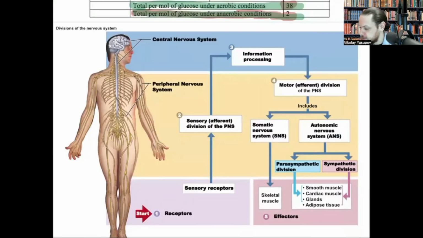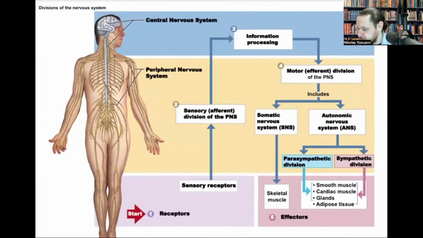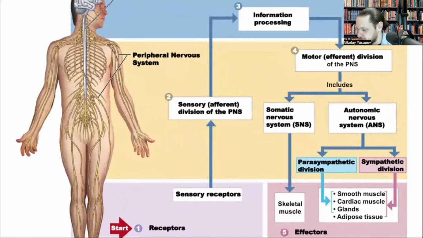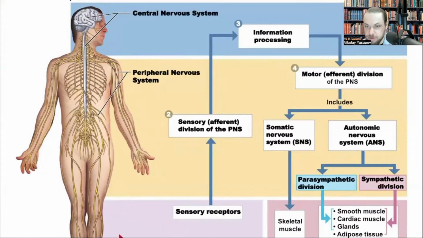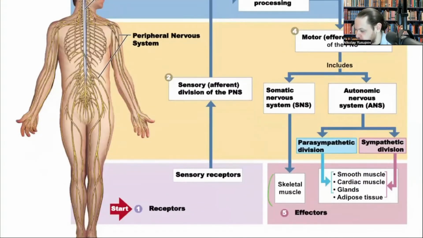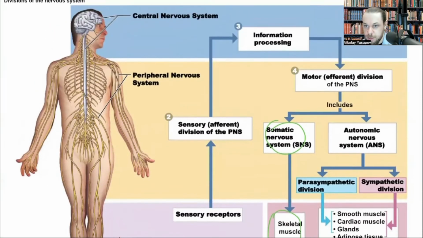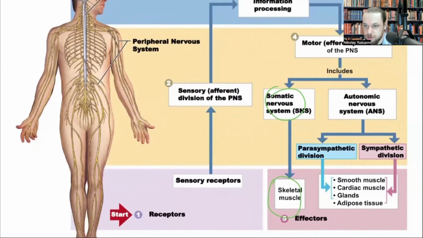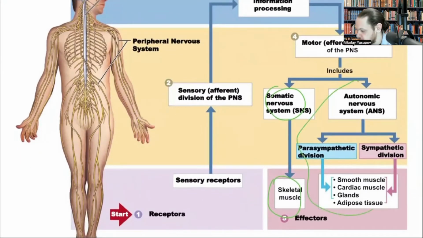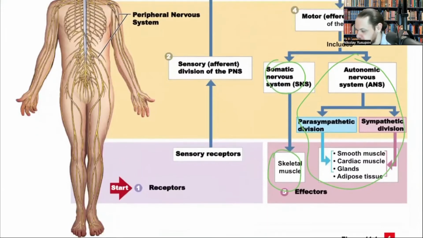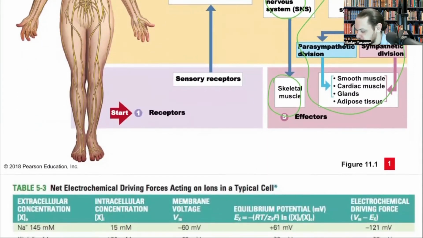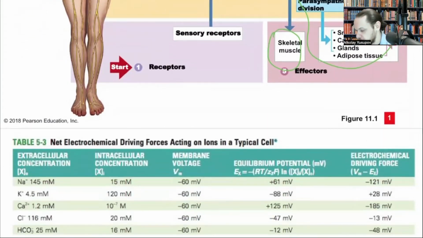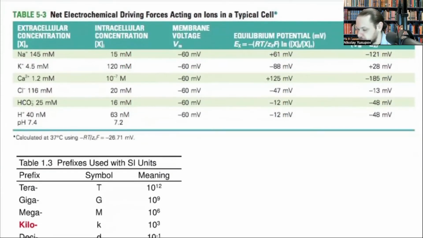All right, so we talked about the somatic system, the skeletal muscle system. This is the system we spoke about. We talked about muscle contraction. But now let's talk about the autonomic system. Let's talk about the two divisions here, the sympathetic and the parasympathetic system. And we're also going to talk about the propagation of neurons.